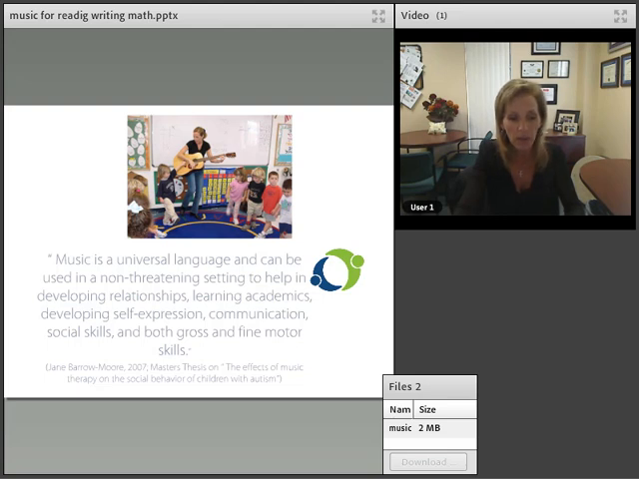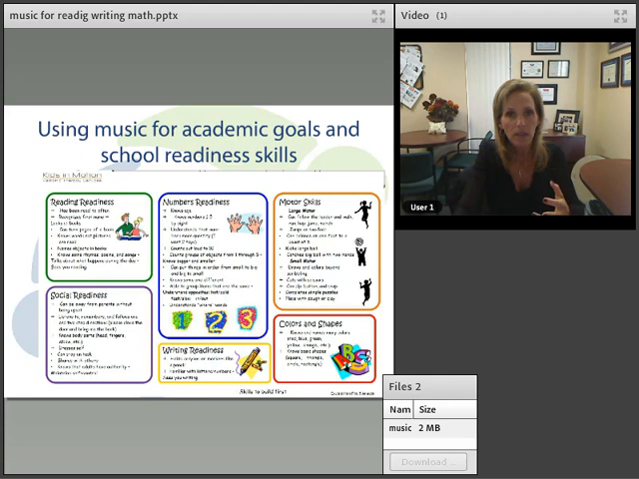And this was taken from a master's thesis from Jane Barrow-Moore. These references are at the end of the presentation, so if you wanted to read more about it, you can. But I really like this quote because it summarizes everything that we just discussed regarding the power of music.